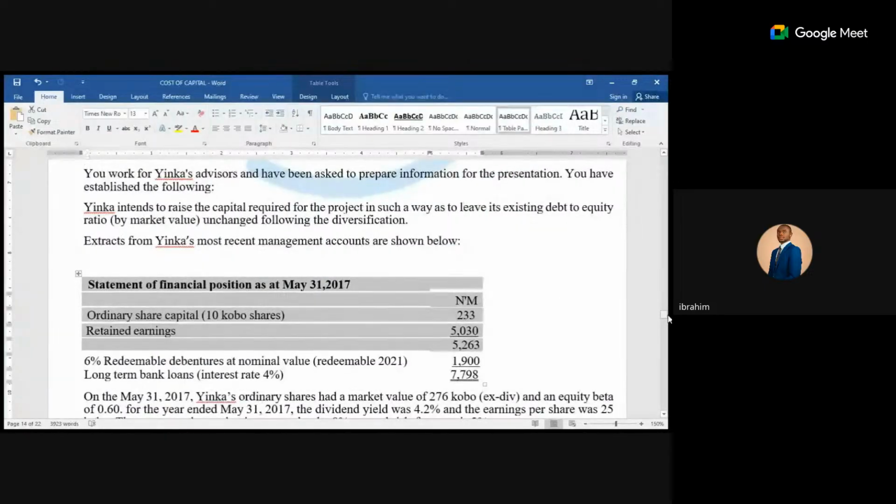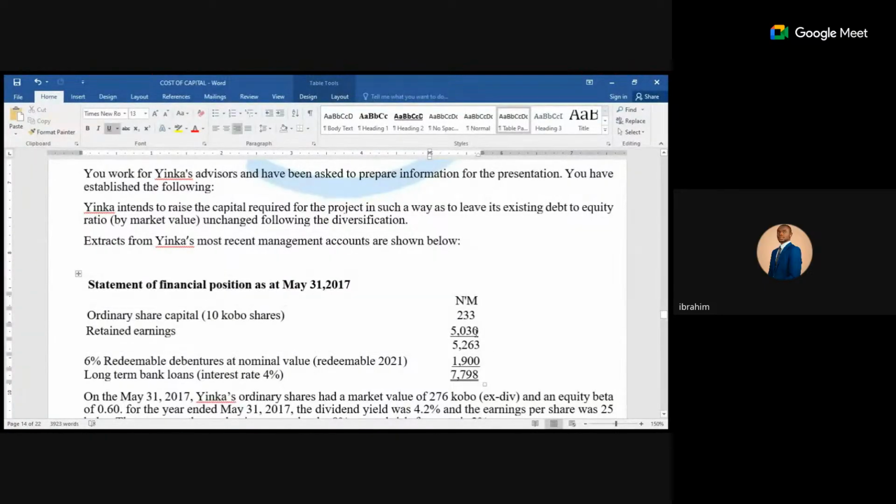The ordinary shares and the retained earning. Now, you should know that this retained earning that you have is not only for the previous year. They have actually included the current year. So the total of this is the total equity, which includes the previous year and the current year. Therefore, you need to remove the current year retained earning so that you will have the previous year opening shareholders funds.